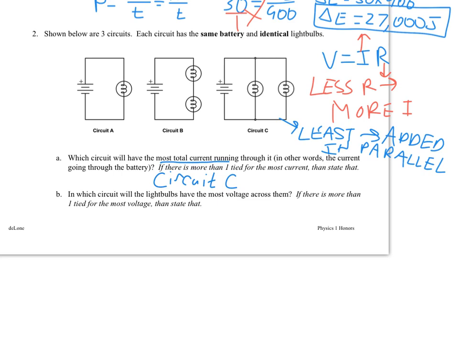For the next part, I want to think about which circuit has the light bulbs with the most voltage across them. So the battery has some voltage here, V. And if I think about these three circuits, okay, I know that every loop must lose the voltage of the battery.